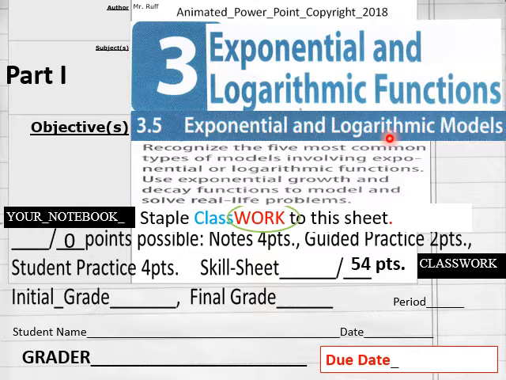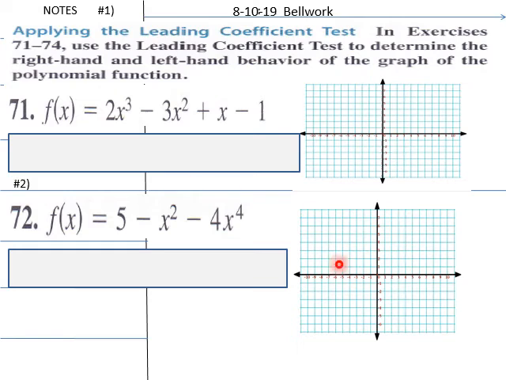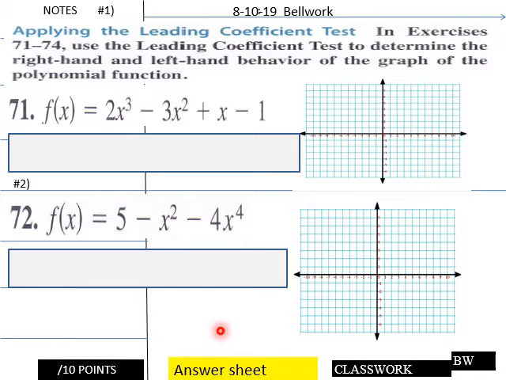3.5 exponential and logarithmic models. Teachers, today's bell work is right here. Use the leading coefficient test to determine the right-hand, left-hand behavior of the graph of the polynomial function. So students, do this. You can use your grids here as a reference. Give your students 3-4 minutes for that.